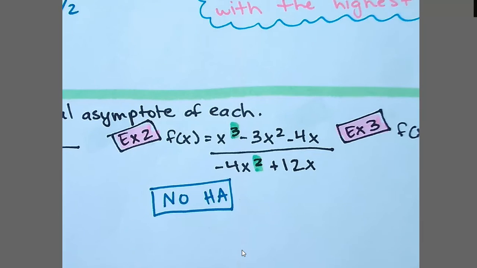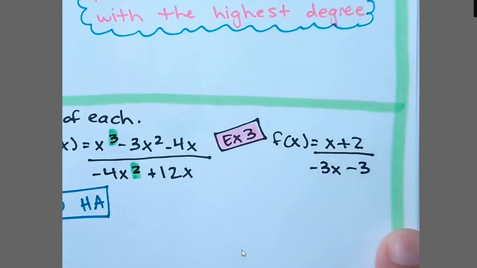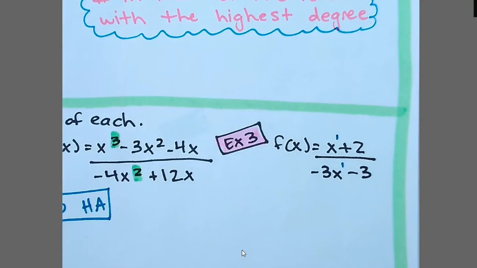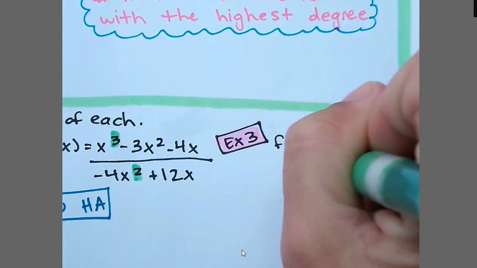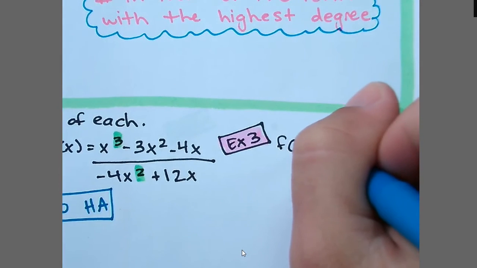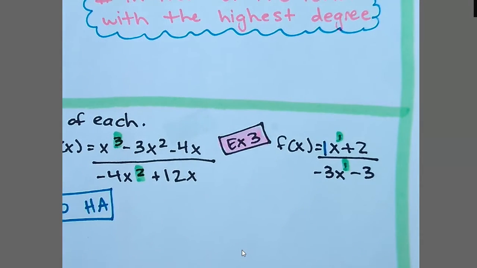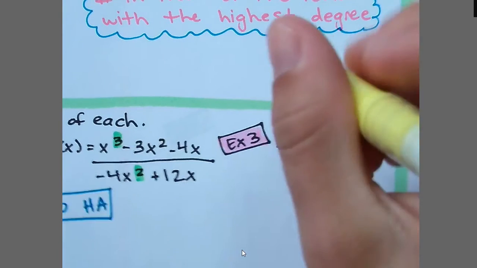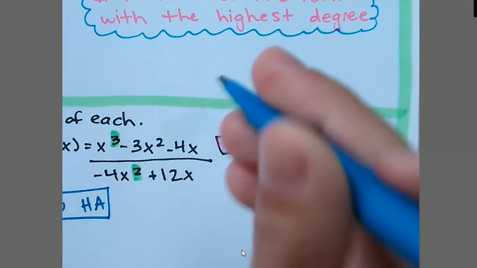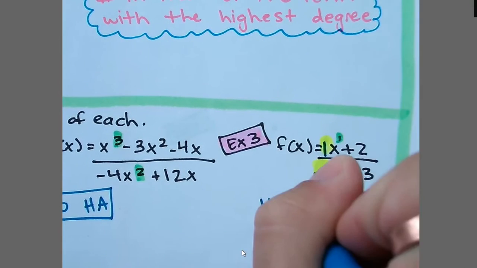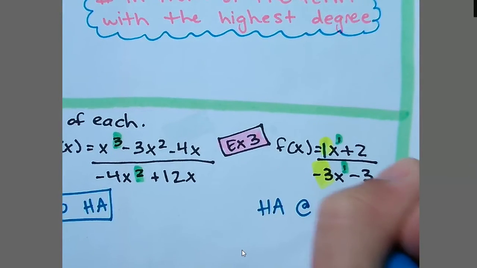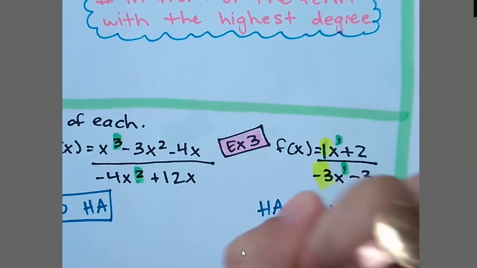So let's look at example number 3. All right, these are both x to the first. Since the degree of the numerator and denominator are the same, we're going to use the numbers in front. In front of x is 1, so we're just going to use this fraction, 1 over -3. So the horizontal asymptote for this one is going to be at y equals 1 over -3, or you could write this as y equals -1/3.